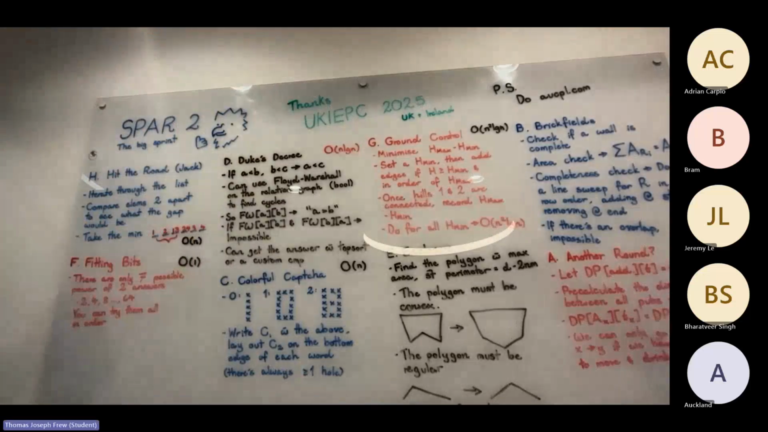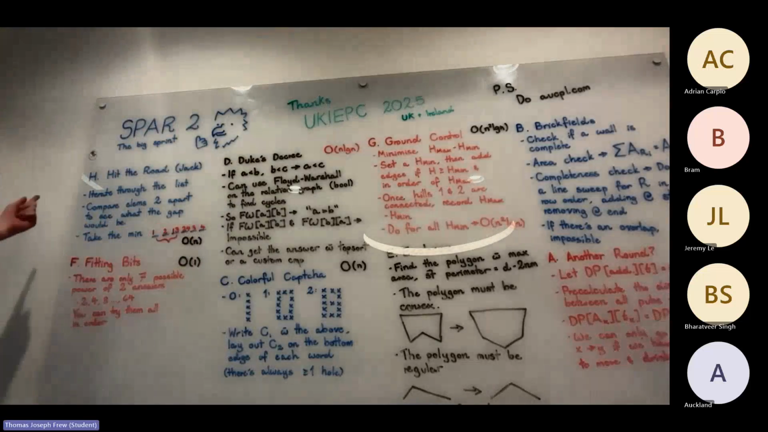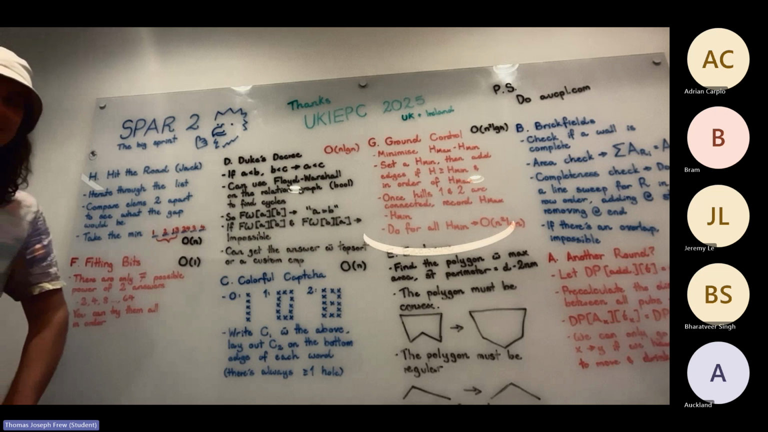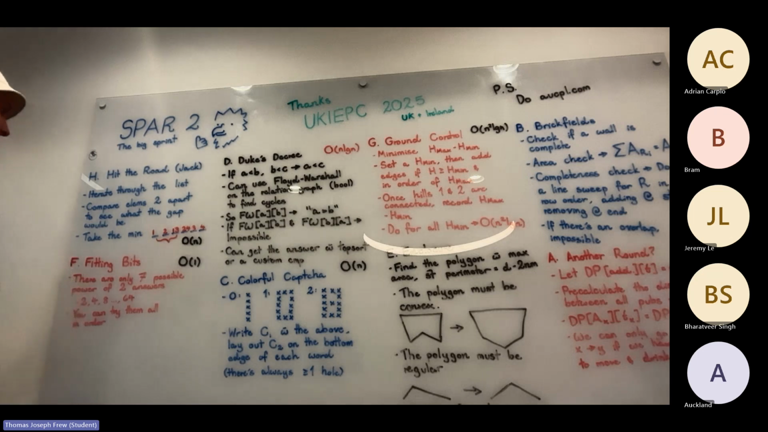So we're going to go through the problems from what I think is the easiest to the hardest, starting with H, which is Hit the Road, a reference to Hit the Road Jack. We have a list of integers, and we want to remove an integer such that the largest gap in the list is minimized. So what we can basically do is pre-process the list to figure out what the existing gap is. Then we can iterate through the list, comparing elements that are 2 apart to see what the new gap would be if we remove that particular element.